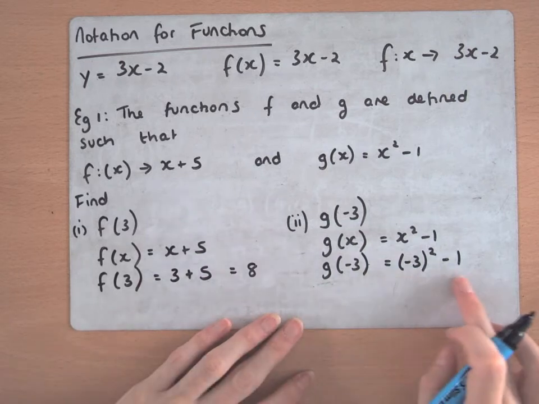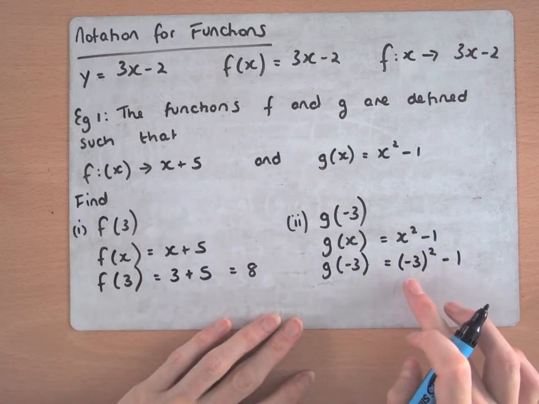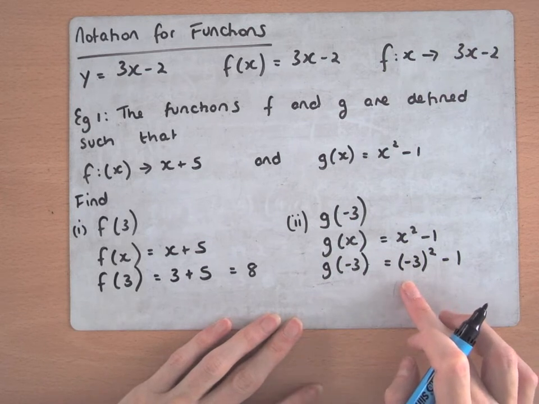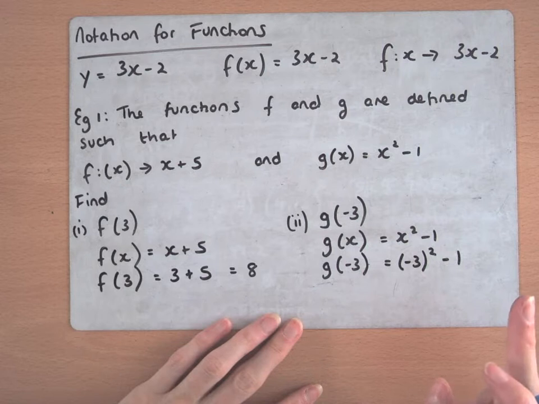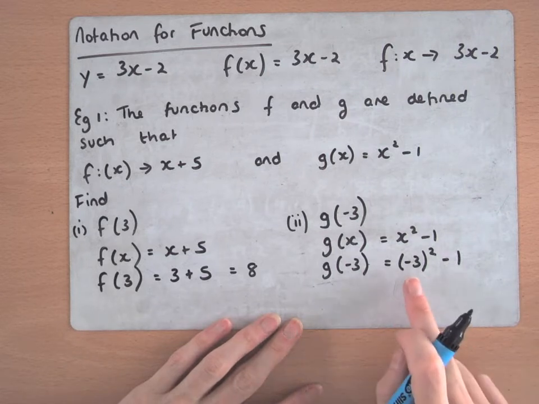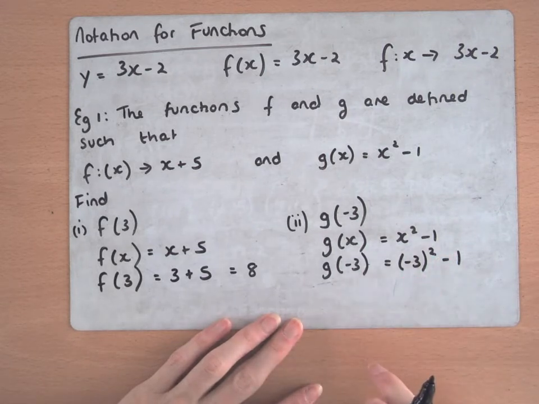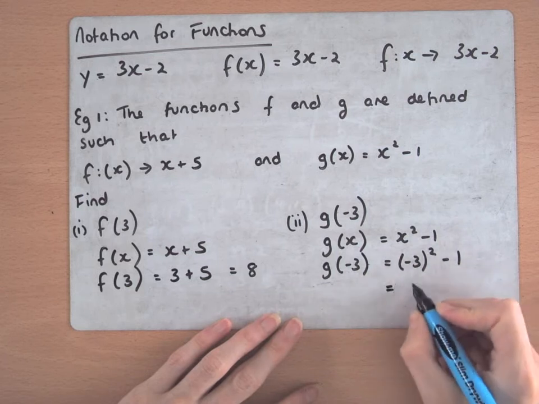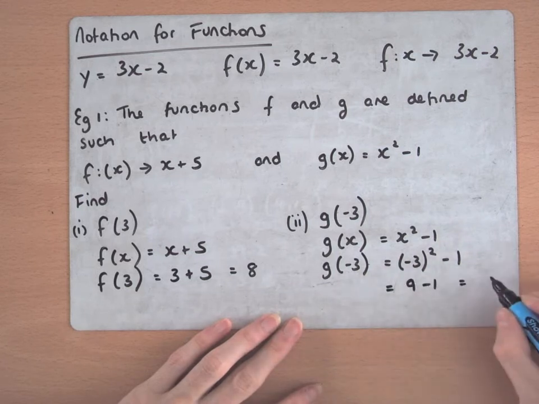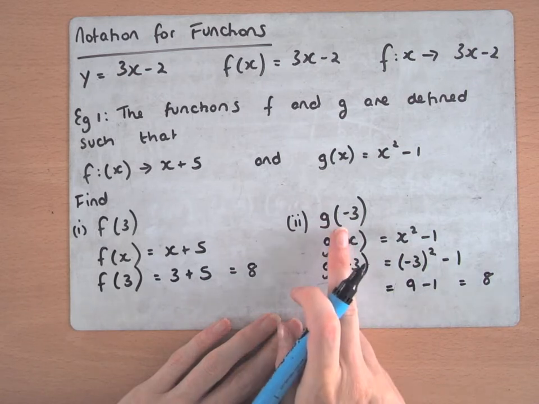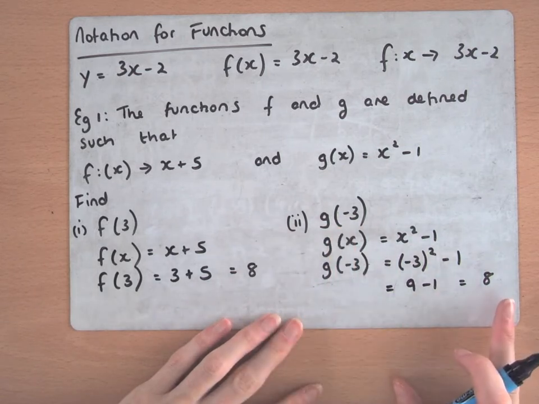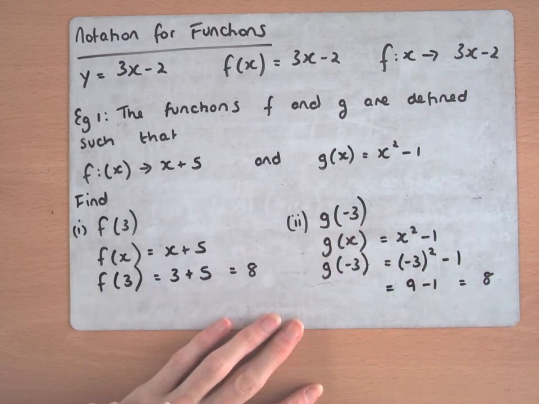That can go into your calculator, or be careful. What's minus 3 squared? Careful. 9. Is it a plus or minus? Plus. Okay, minus 3 to be squared is always a plus. So that's 9 minus 1, which is 8. So my input was minus 3, my output was 8 in the g function.